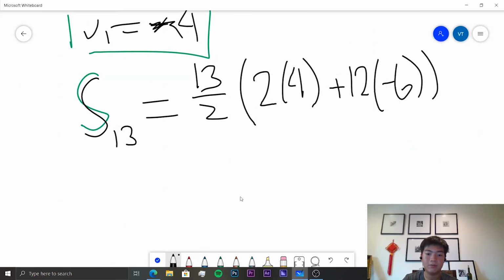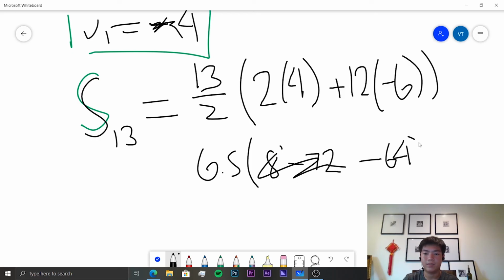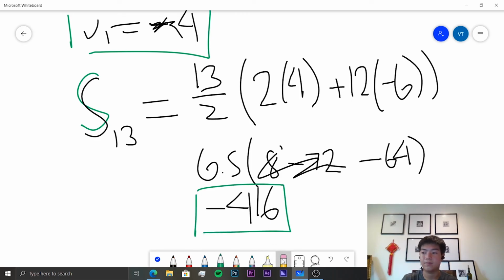And this should be equal to 13 over 2 is 6.5 times 8 minus 72, which is, of course, negative 64. So 6.5 times negative 64, which is equal to negative 416, and then that should be our answer.